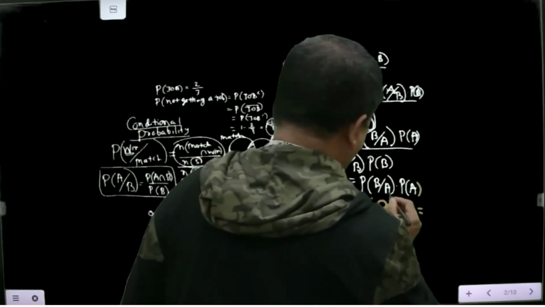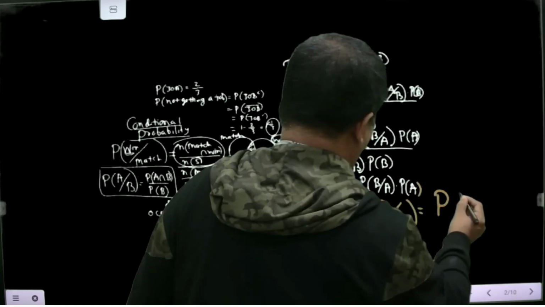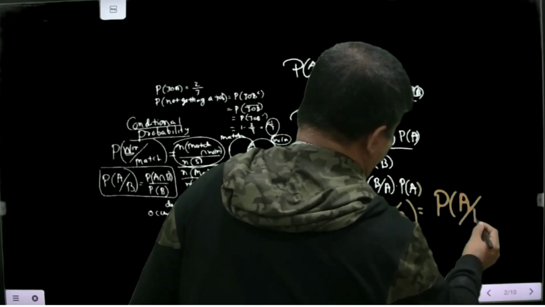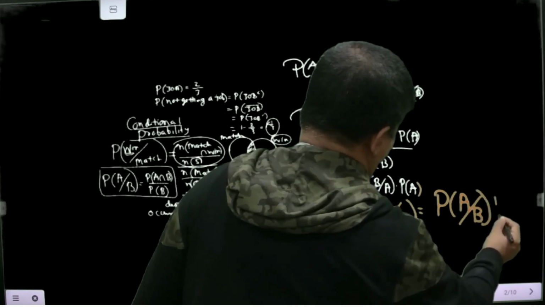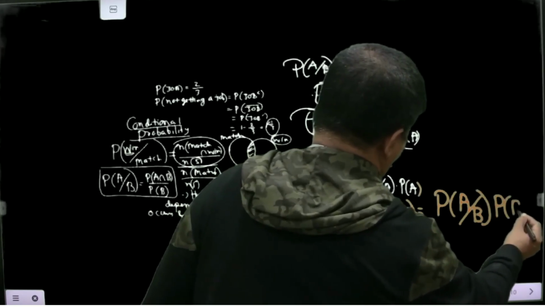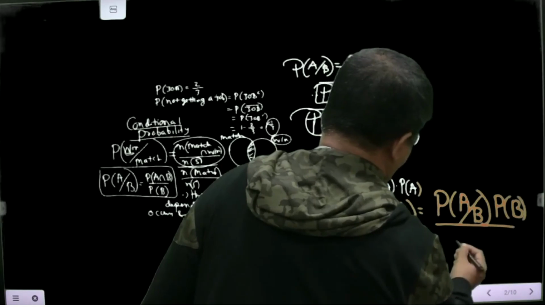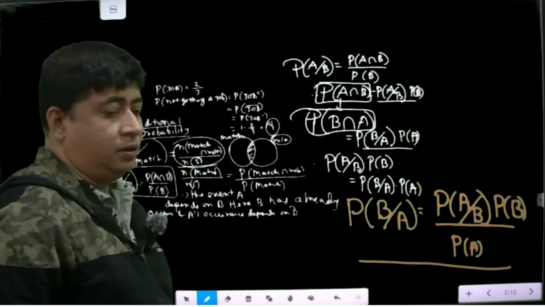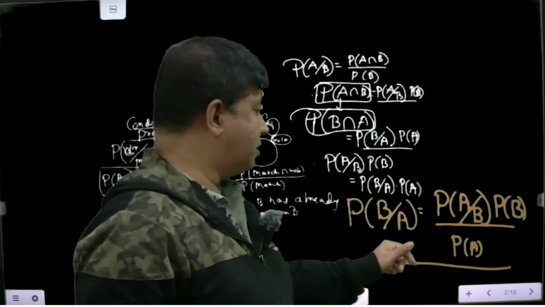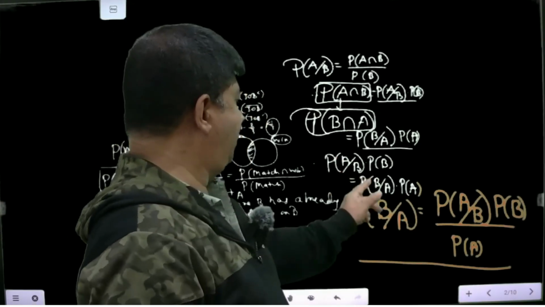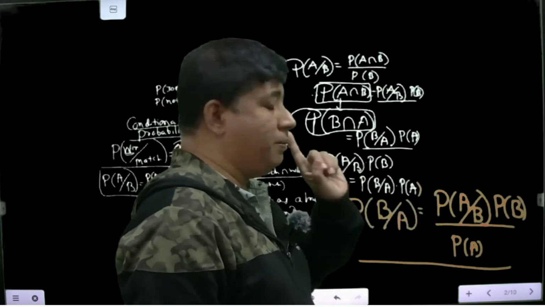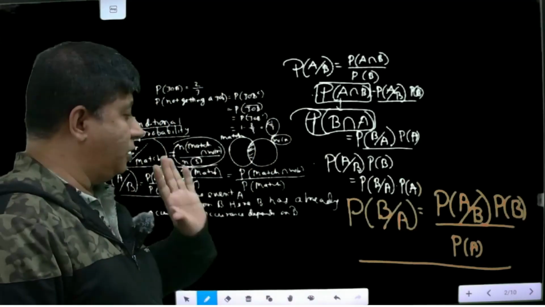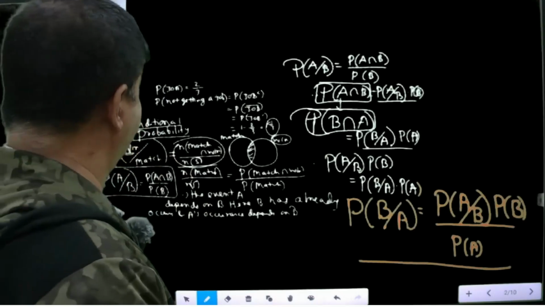See, P(B stroke A) equals P(A stroke B) into P(B) by P(A). So this is the result which I have just derived. So that is one of the most important properties of conditional probability.